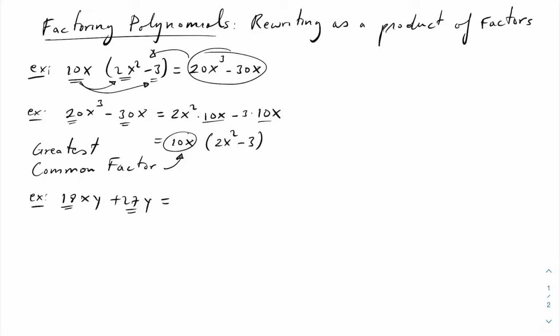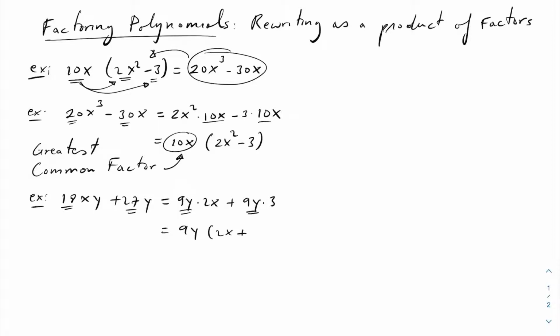So you can rewrite 18xy as 9y times 2x, and then 27y as 9y times 3. Knowing that 9y is common to both of these, you can pull it out and rewrite this as 9y, and in the big parentheses, you're going to put everything that's left.